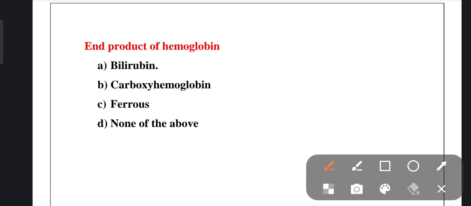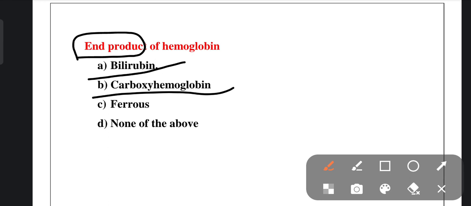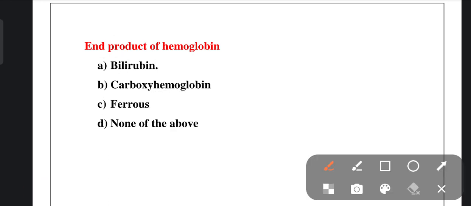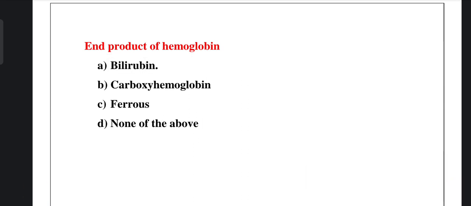The next question is, end product of hemoglobin. When hemoglobin dies or lysis happens, which product will be called the final product? Bilirubin, carboxyhemoglobin, ferrous, or none of the above? The right one is bilirubin. So bilirubin is the final end product of hemoglobin lysis.